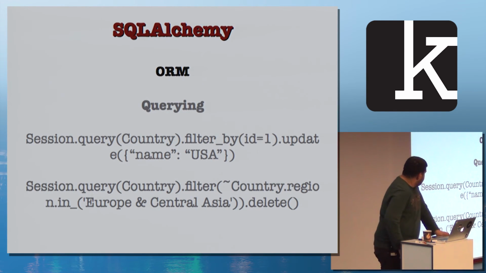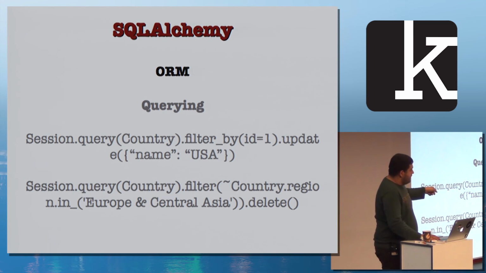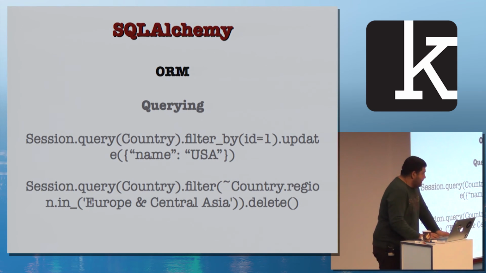So, if you wanted to update, we only provide a dictionary with the existing column names of the table. In the first example, we are going to update the row with the ID 1 and change its name to USA. And in the second example, we are going to find all the countries in Europe and Central Asia, of which region is Europe and Central Asia. And we are going to delete them. But the tilde there negates the condition, so this just deletes all the countries which are not in Europe and Central Asia.